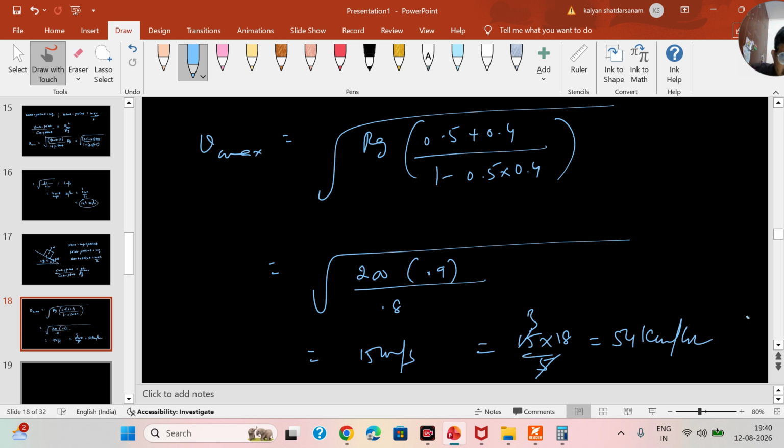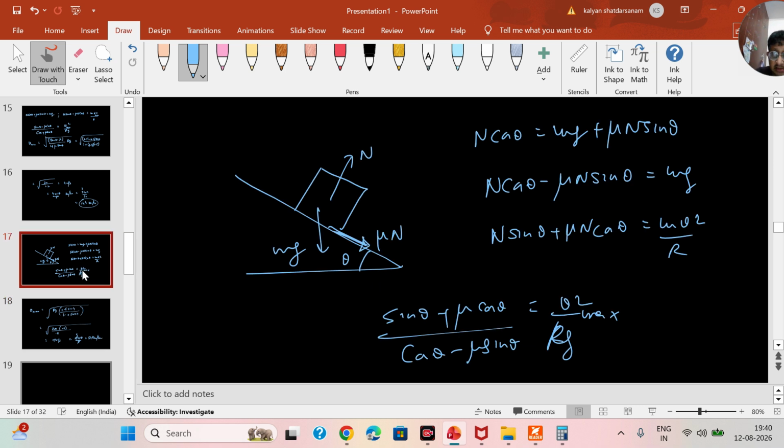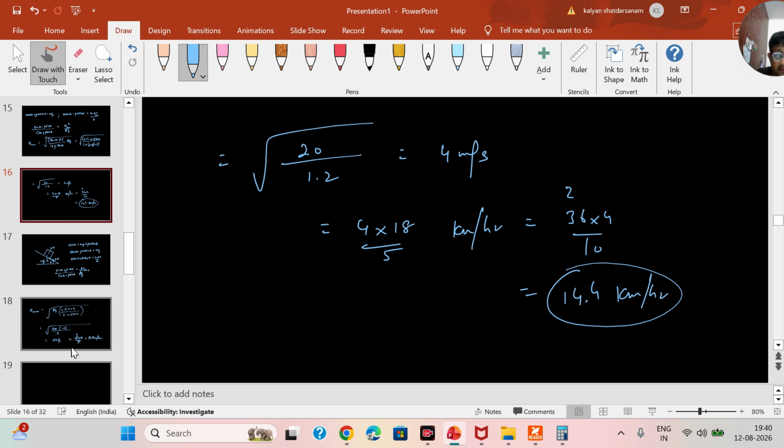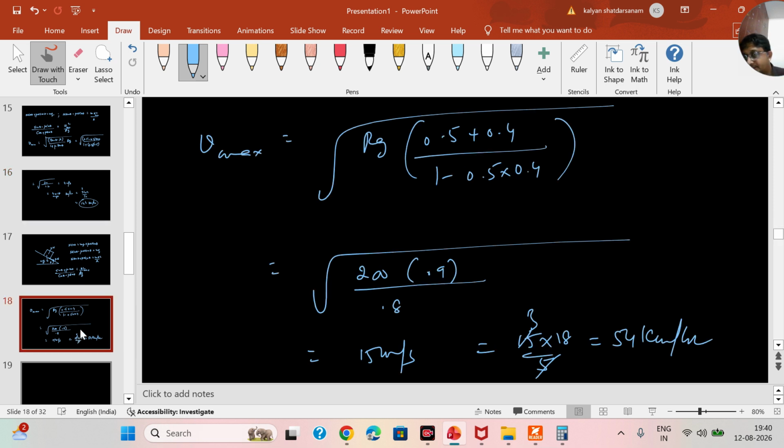So that is the safe range. The minimum speed we got is 14.4, maximum is 54. If he exceeds the maximum speed, he will slip upwards. If he goes lower than the minimum speed, he will skid down. I mean, he'll go down along the incline. So the road is kind of tilted. Okay, maybe I want to show some visual.